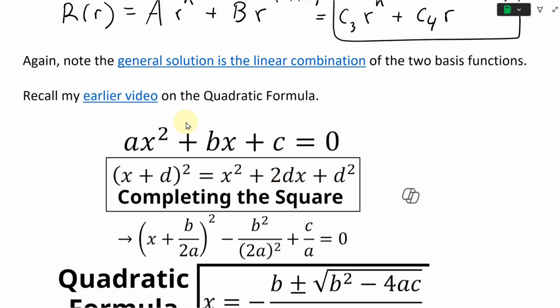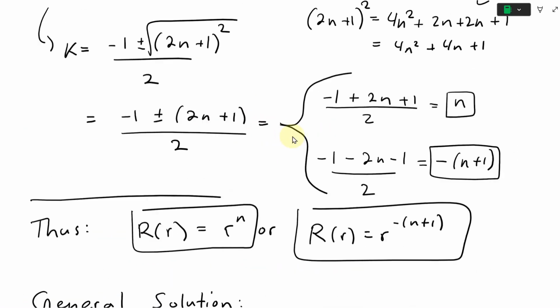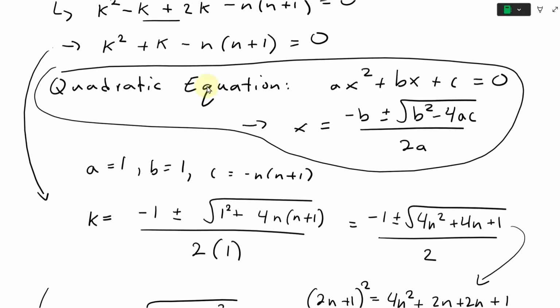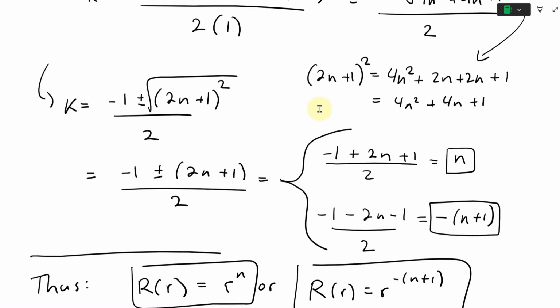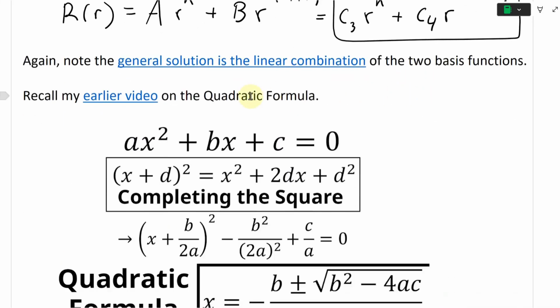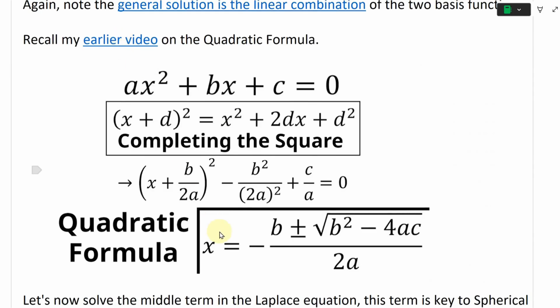All right, and also recall my earlier video on the quadratic formula, which we used over here. And also note this square right here. When you expand that out, notice how we multiply this inside there. So this 2n, there's a 4n. There is 2n plus 2n. Anyways, you recall my earlier video, there's a link to it there, and this is the quadratic formula. I just want to derive it quickly, just for fun.